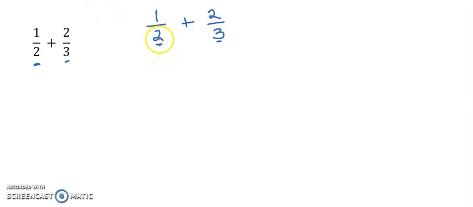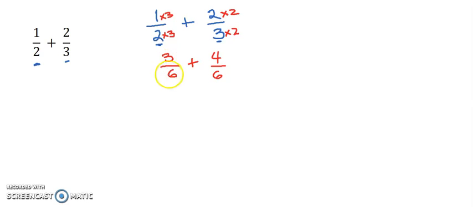Okay? To change 1/2 to get an equivalent fraction with a denominator of 6, I multiply by 3 and I multiply by 3. To get 2/3 to have an equivalent fraction with a denominator of 6, I multiply by 2 because 3 2s are 6, and I multiply by 2. So these two equivalent fractions are going to be 1 times 3 is 3, 2 times 3 is 6. The equivalent fraction here is 2 times 2, 2 2s are 4, and 3 times 2 is 6. Very good. So we now have the equivalent fractions.